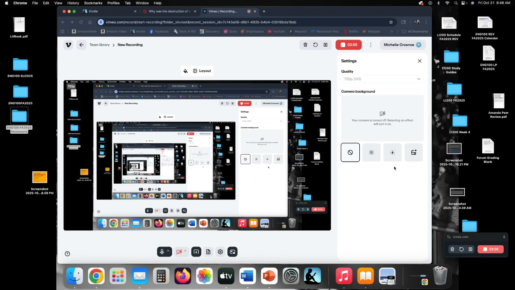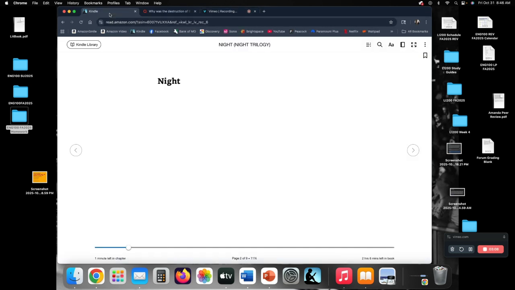Now I'm going to be using the Kindle version of Night. It does not have the same page references. So listen closely to the page references as we go, because that's going to be important for you. So what I'm going to start with obviously is just the very beginning.